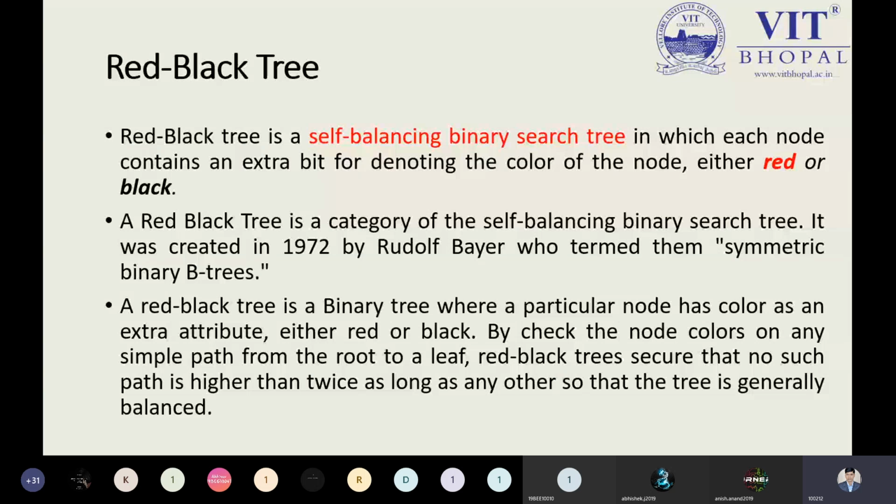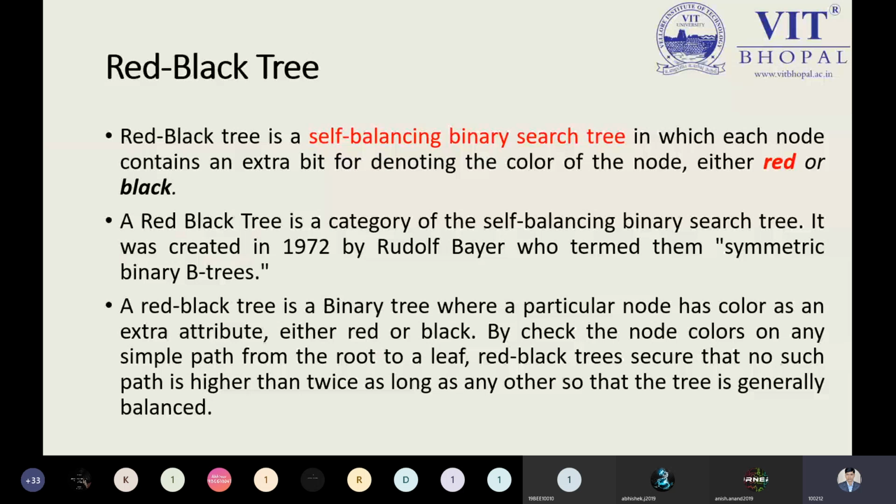So I'm speaking a few points over here that are necessary for our class. Red black tree is a self-balancing binary search tree, not a self binary search tree. It is a self-balancing binary search tree in which each node contains an extra bit for denoting the color of the node. That could be red and black. So this is the historical part: in 1972, Rudolf Bayer termed this a symmetric binary B tree. So that is recognized as the red black tree.